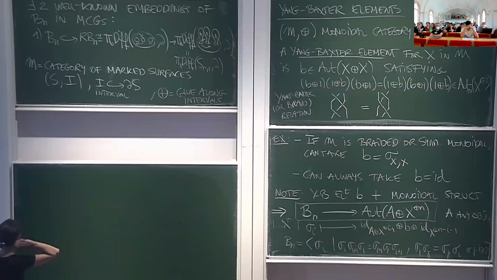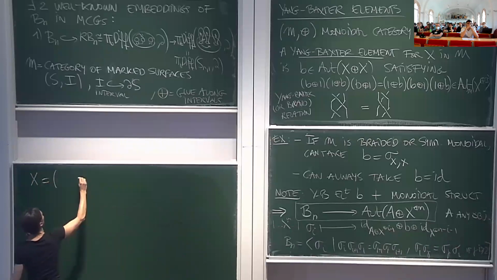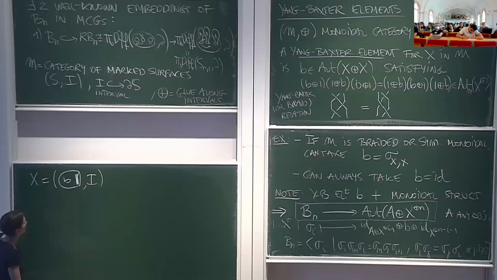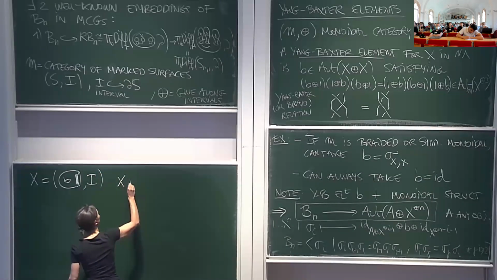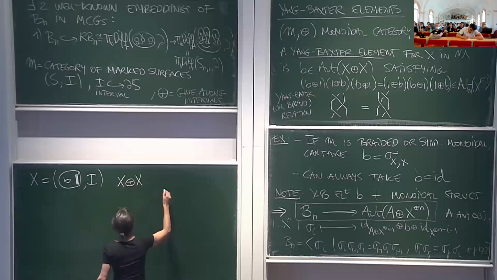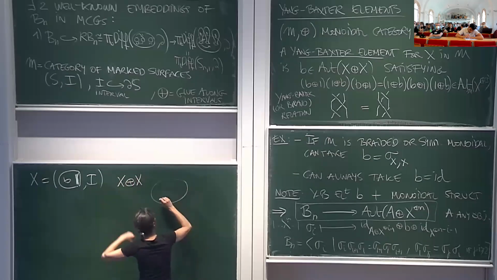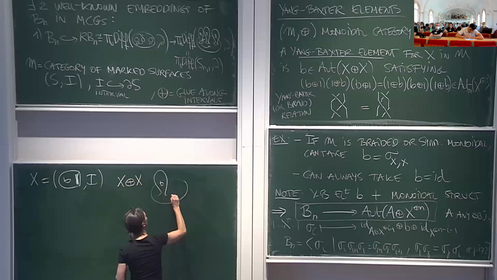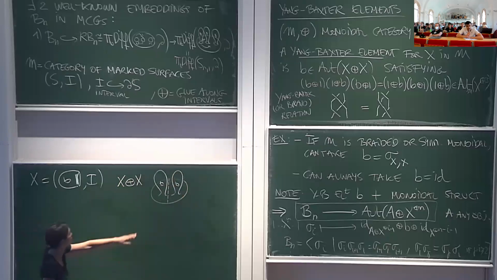Okay, we have a monoidal structure. What's my X? Well, X is going to be a surface of genus 1 with 1 boundary component and this little interval I in its boundary. And so when I do X plus X, it's going to look like this. I can redraw the picture like this, and you will hopefully agree that this is the same surface, at least. If I glue 2 surfaces like this along an interval, I get the genus 2 surface that looks like this.